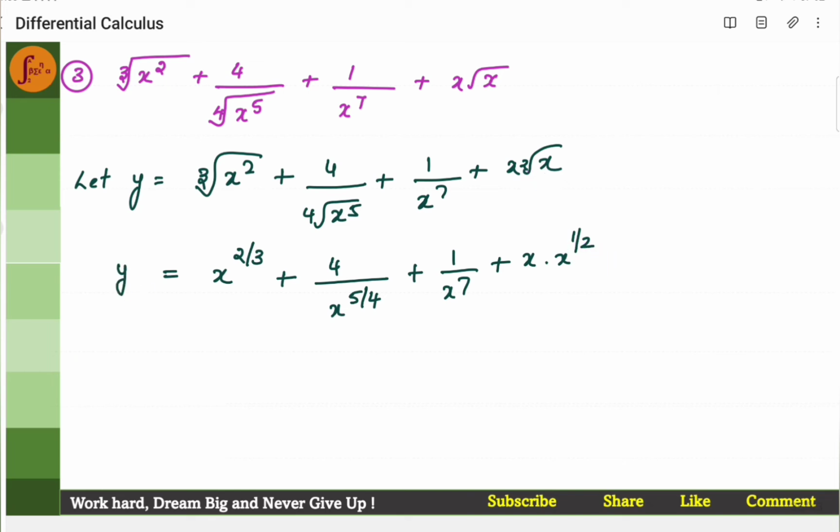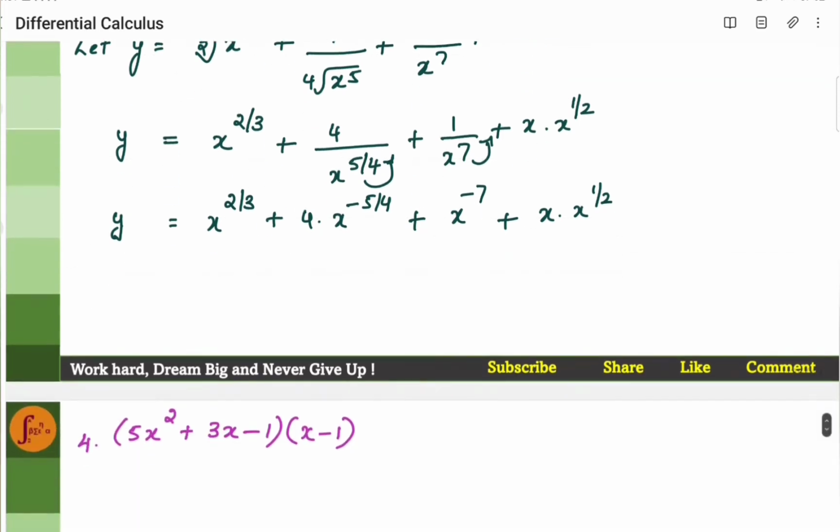So this is y. I can also write this as x to the power 2 by 3 plus, I can shift x on top. So it will become 4 into x to the power, here it's plus 5 by 4, it will become minus 5 by 4. Plus here also I can shift x to the top, so it will be x to the power minus 7. Plus 7 will become minus 7. Plus x into x to the power half, or root x. This is y. Now we'll find dy by dx.